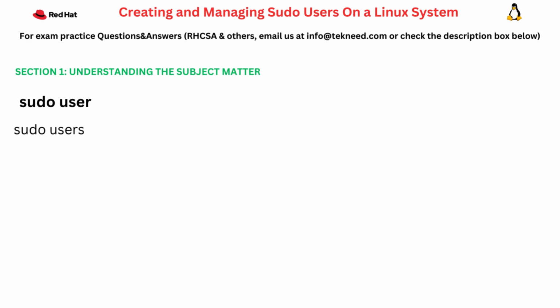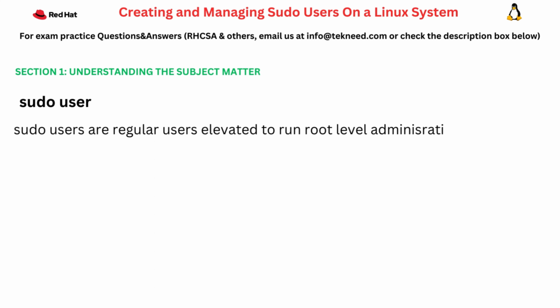Sudo users are regular users elevated to run root level administrative tasks. This means you don't have to be the root user to perform administrative commands. As a sudo user, you can execute all commands a root user can, except you can restrict some commands if needed. To do this, you simply add sudo before any command. And the beauty of sudo is that it logs all commands for compliance and security purposes, crediting them to your name.